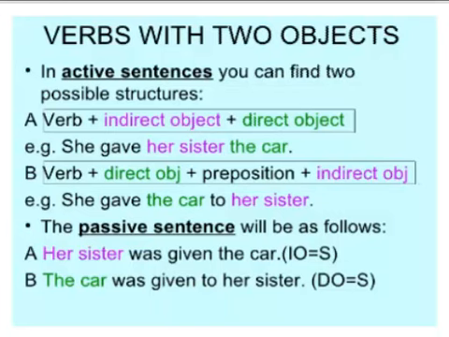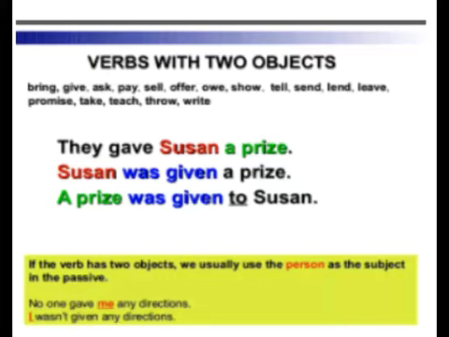When there are two objects in an active sentence, there are two possible passive sentences. Two possible structures of active voice are: subject, verb, indirect object, direct object. Take a look at structure 2: subject, verb, direct object, preposition, indirect object. Now let's convert these sentences to passive voice.